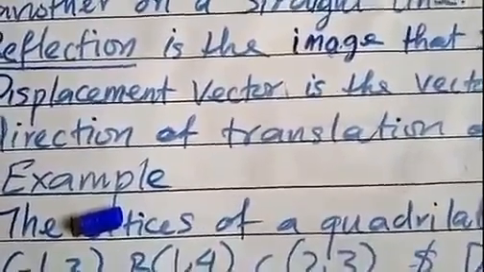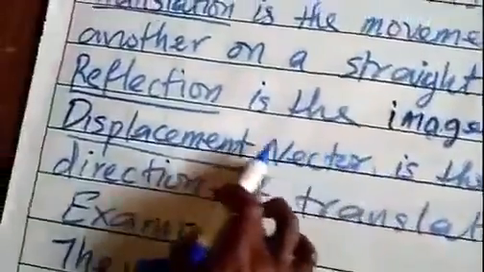Now, under this translation and reflection, there's a very key term we are encountering: displacement vector. And what is displacement vector? Displacement vector, in this context, is the vector representation of the distance and direction of translation of an object to the image. Now, let's go on to understand what we are talking about.